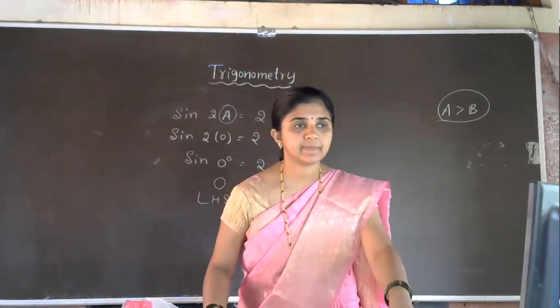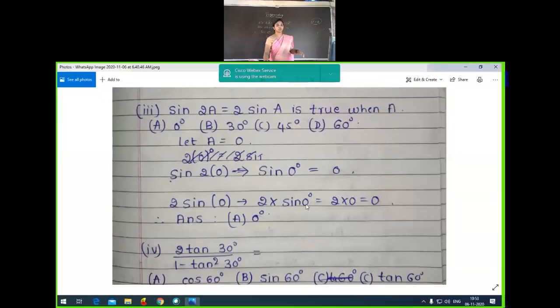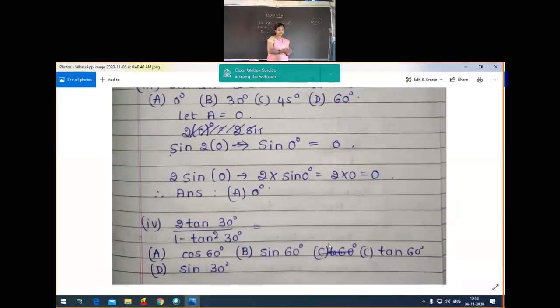Where is that next page? Yeah, here, the fourth question. We'll observe the fourth question now. 2 tan 30 degree divided by 1 minus tan square 30 degree is equal to dash. See, these multiple choice questions are very important. So, the options are cos 60, sin 60, tan 60, sin 30. So this one we have to verify by simplifying this expression.